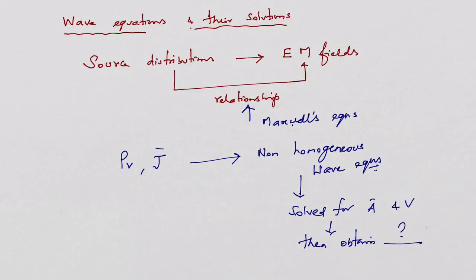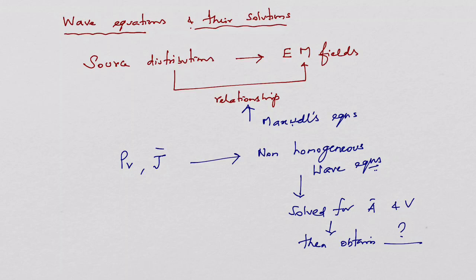Hello everyone. Let us discuss solutions for the wave equations. The relationship between electromagnetic fields and source distributions is obtained using Maxwell's equations. All EM field problems are solved using Maxwell's equations. From the knowledge of charge and current distributions, the non-homogeneous wave equations are first solved.